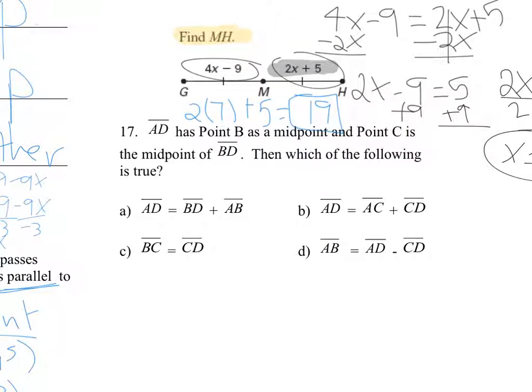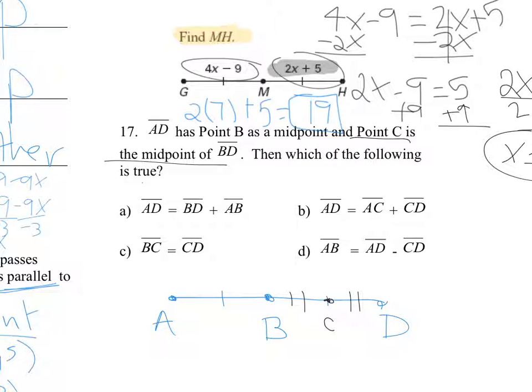All right, last one. Segment AD has point B as a midpoint, and point C is the midpoint of BD. So read this carefully. You have a segment AD, and B is its midpoint. So, as accurately as you can. B is the midpoint. Those two are congruent. But then it tells you C is the midpoint of BD. So C goes right there as a point. And then also BC and CD would be equal.